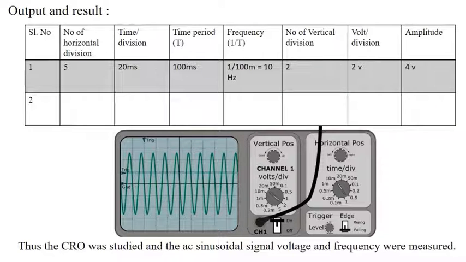The result: the basic function block diagram and the working of the cathode ray oscilloscope were studied, and sinusoidal signal parameters, voltage and frequency, were measured using the CRO.